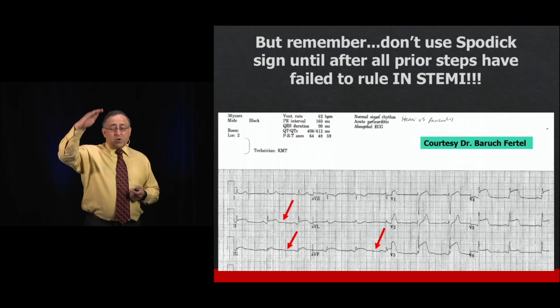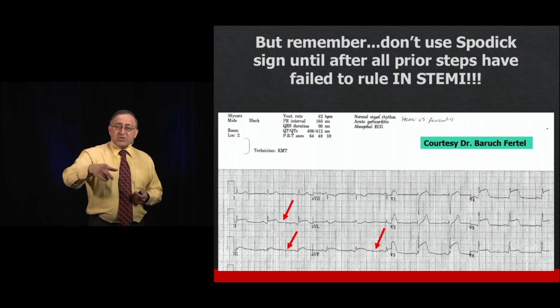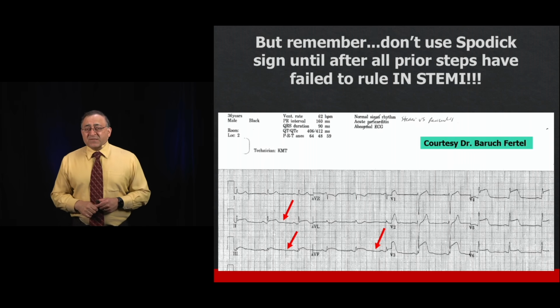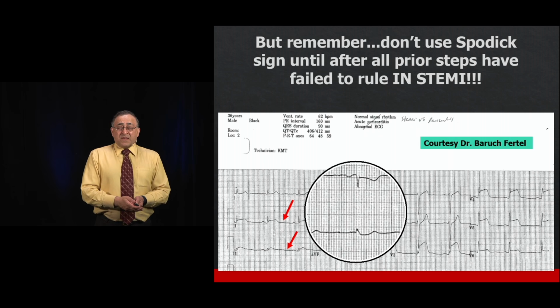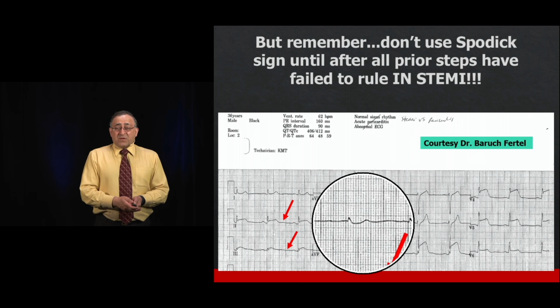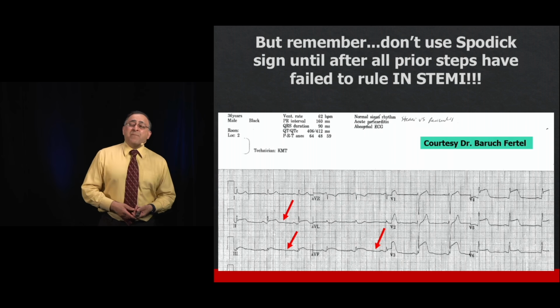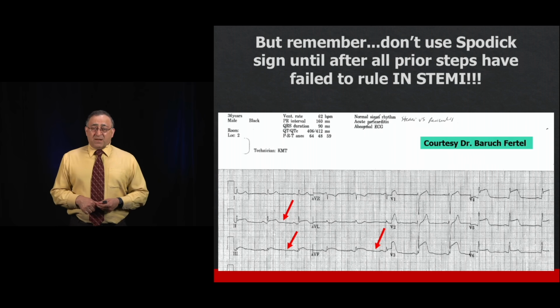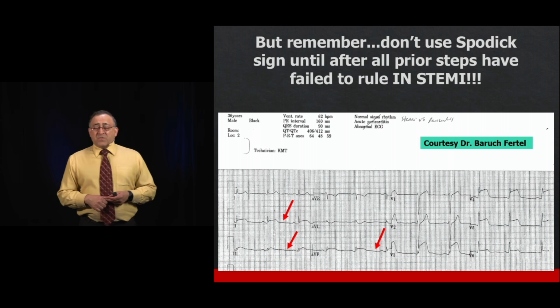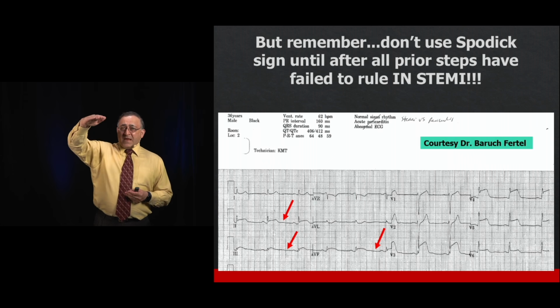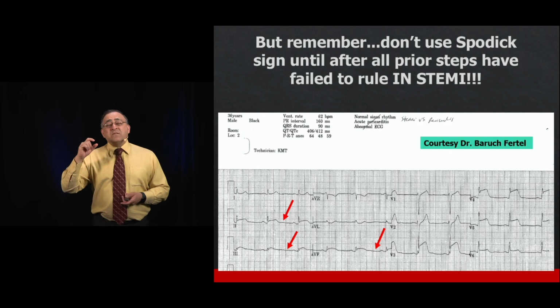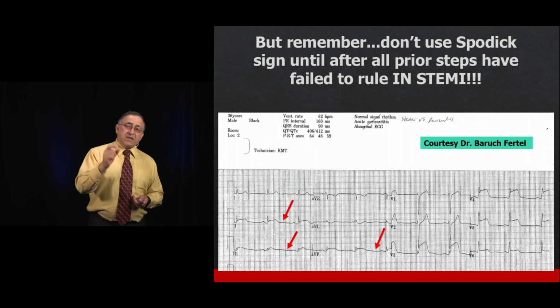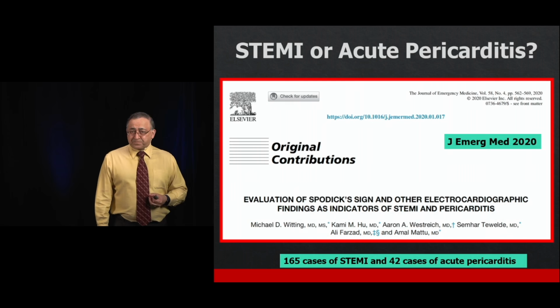If you had gone through our stepwise approach with this EKG, you would have successfully diagnosed a STEMI on step number 1, because there's ST depression in AVL. So you would not have even had the opportunity to be misled by the Spodick sign. So again, go through your first steps, and then if you don't have an answer, look for the check mark sign, and then last but not least, you look for the Spodick sign, all right?